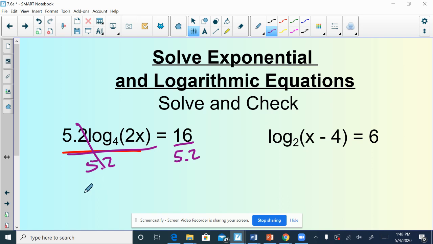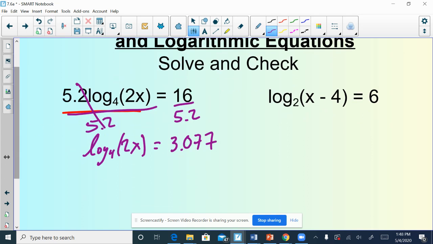Those cancel. Now I would have log base 4 of 2x is equal to whatever 16 divided by 5.2 is. And 16 divided by 5.2 is 3.077. Now the log base 4 is by itself on the left, and we happen to know what undoes log base 4. Hopefully you guys are catching on.